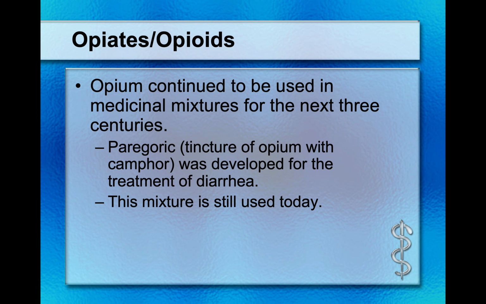Paregoric is tincture of opium with camphor. It was developed for the treatment of diarrhea. This mixture is still used today. Back in the 60s, my mother had gallbladder disease, and it was causing her to have fairly consistent diarrhea. And what they gave her to control the diarrhea was paregoric.